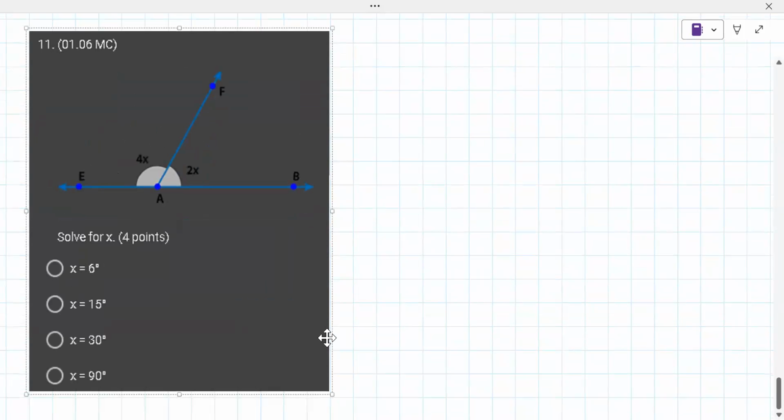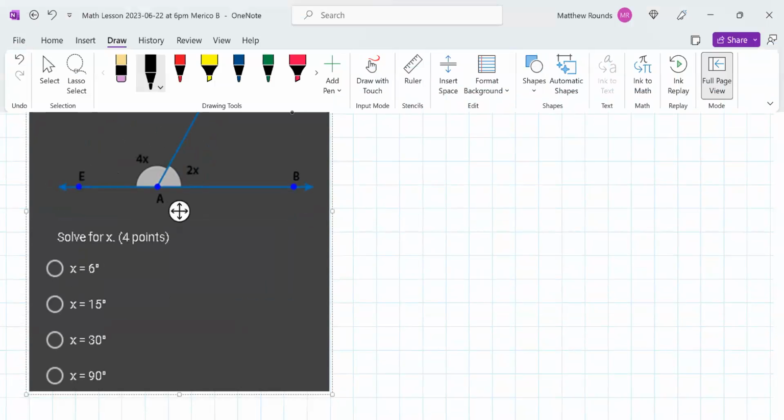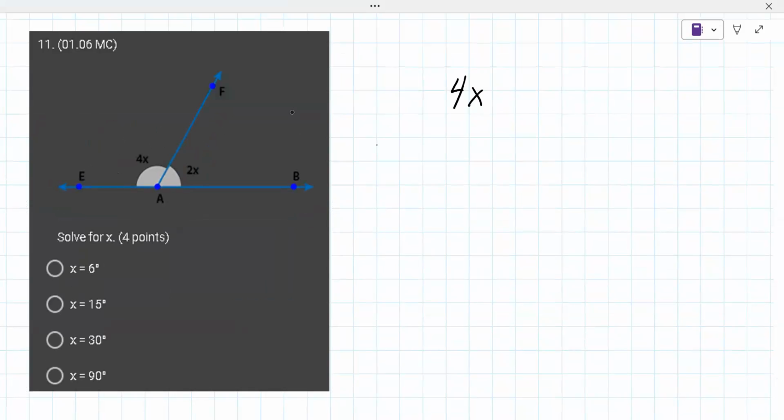All right, so we're going to see how good your algebra is. 4x plus 2x equals 180. The reason is that EAB is a straight angle, so the angle 4x plus the angle 2x has to add up to 180. I want you to try solving this for x, please. Wouldn't you add the 4x and 2x together to make 6x? Yep. And then 6x equals 180, and then you divide by 6 on both sides.